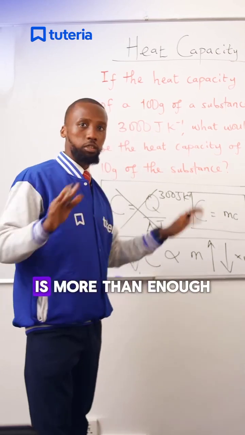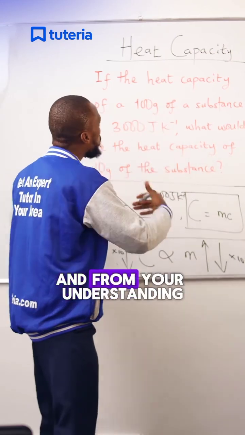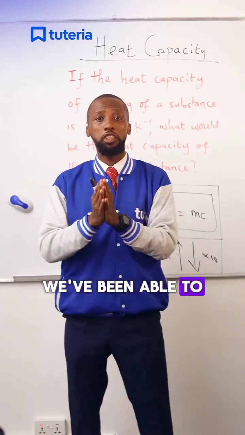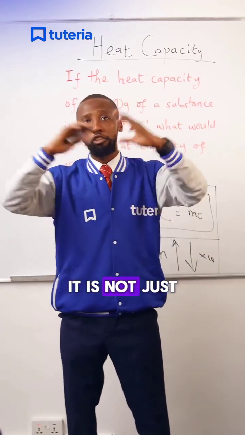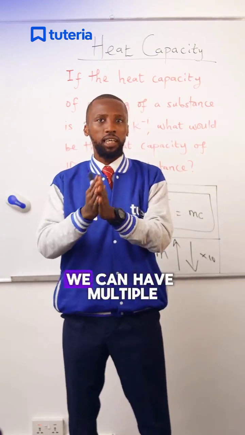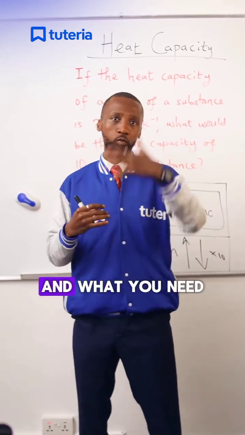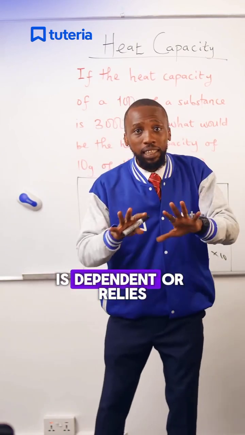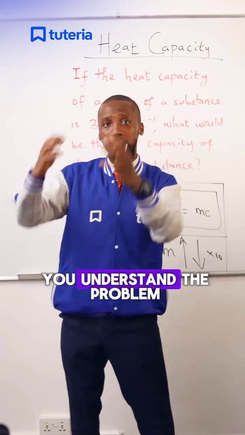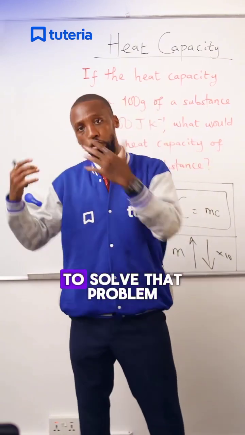Your knowledge of variation is more than enough for this type of problem. Just understand the question, and from your understanding of the question, use the appropriate method, and that's all. We've been able to see here that at the end of the day, it is not just about formulas in physics alone. You just need to understand the concept. We can have multiple formulas for a particular quantity, and what you use at the end of the day relies on what you are given in the problem. So it is how you understand the problem and break it down that will determine what you use to solve that problem.